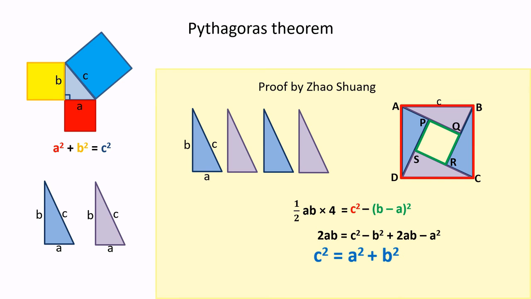There have been over 100 approaches to proof of the Pythagoras theorem over the history. Now, can you come up with your own ideas to prove the Pythagoras theorem?